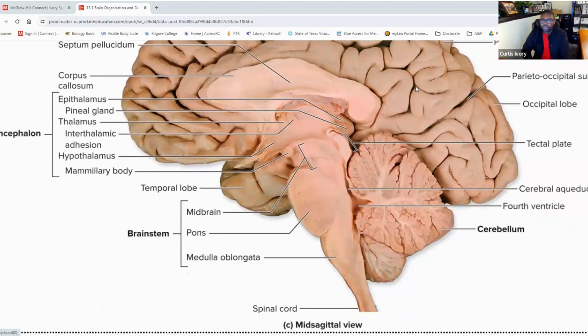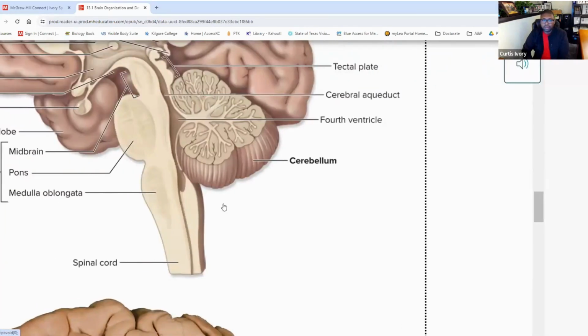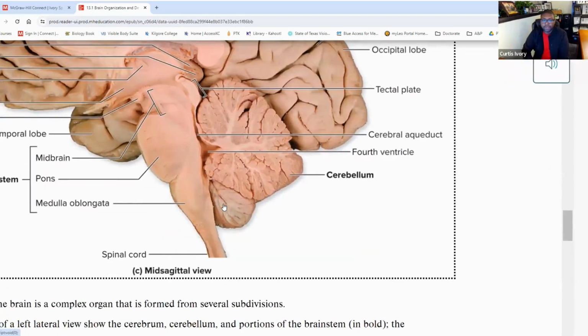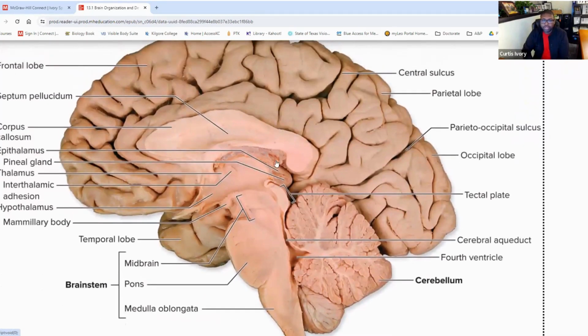And then here is what it actually looks like if you were to take out a human brain. And it looks pretty similar. So here you have your thalamus, and then you have your pituitary gland that's going to be right here. But this one I think is actually missing.